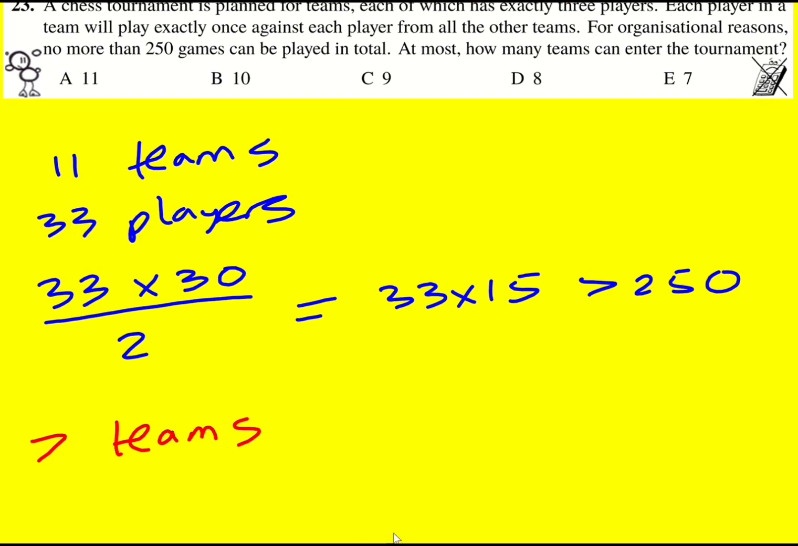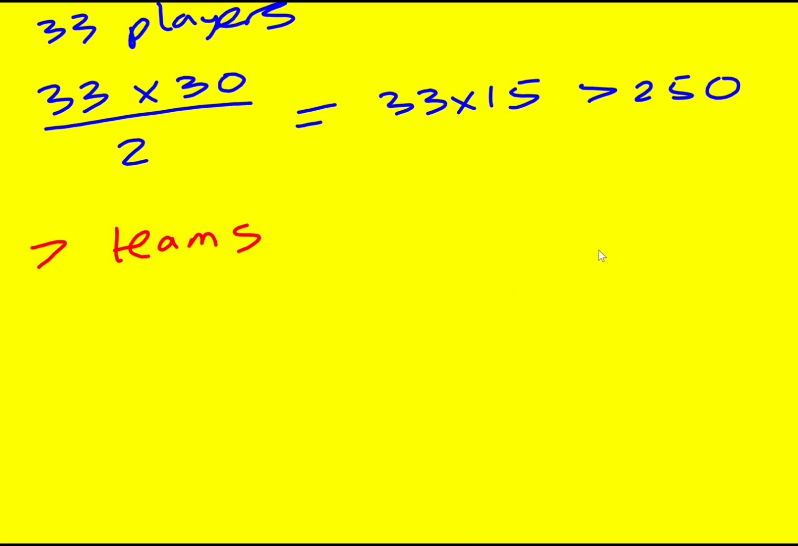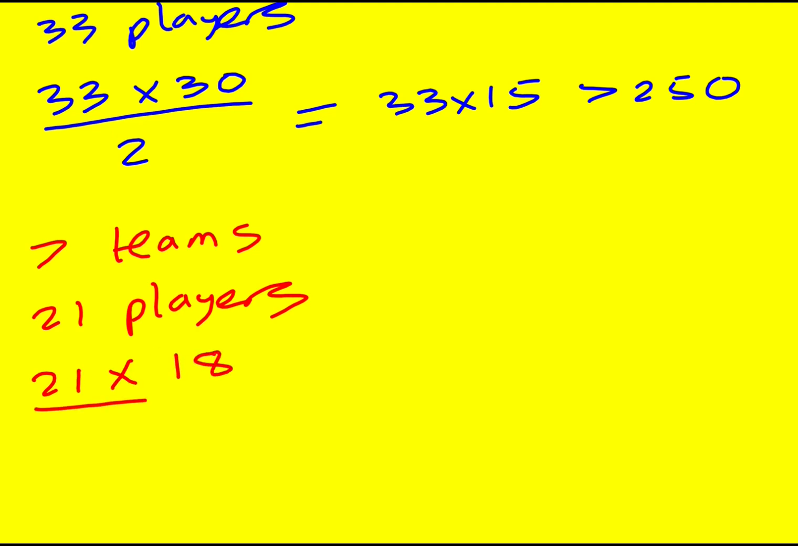Now there's going to be 7 times 3, 21 players. They're going to play against each other, but again, they're not going to play against their own team. So it's going to be 21 times 18. Double counted, so divided by 2. That's going to become 21 times 9, which is 189. So that one works. But is that the smallest number?